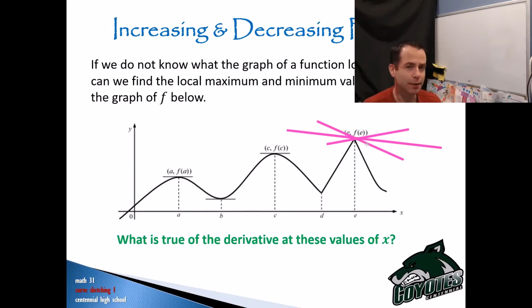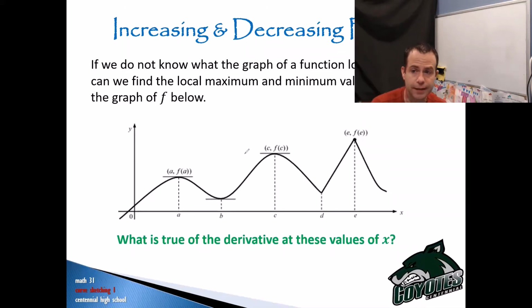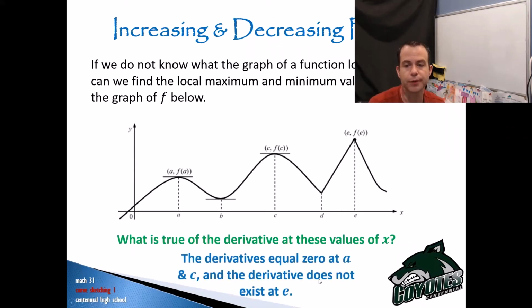But we've already talked about this in other contexts. You would want to tell me there that the derivative doesn't exist, right? Because I can draw multiple tangent lines just like I did on the graph right there, okay? So either the derivative could be 0, like is the case for A and C, or the derivative doesn't exist, like is the case for E. Okay, so the derivative equals 0 at A and C, and the derivative does not exist at E.